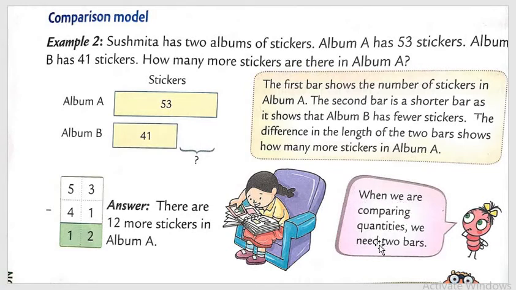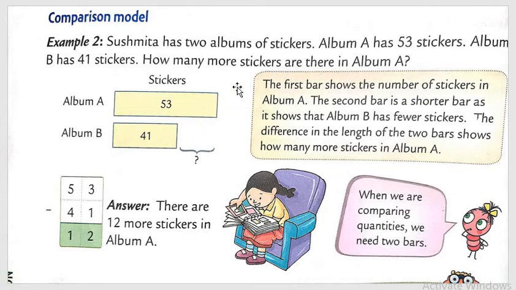When we are comparing the quantities, we need 2 bars. So 1 and 2 bar. Got my points? So first of all, read the instructions, means read the question and understand the problem. So Susmita has 2 albums of stickers. Album A has 53 stickers. Okay, album A has how many stickers, all students? 53 stickers. And album B has 41 stickers. Album B has how many stickers? 41 stickers. And how many more stickers are there in album A?